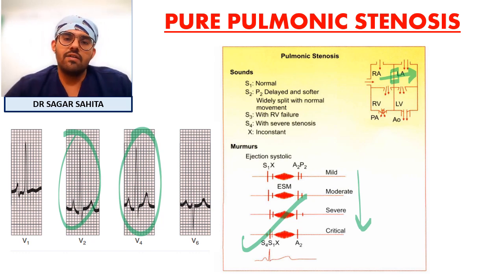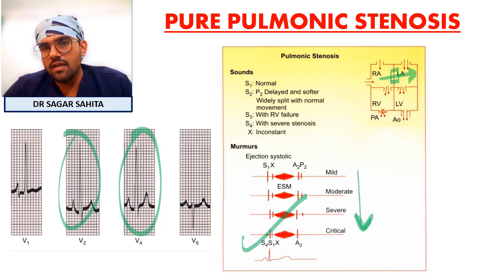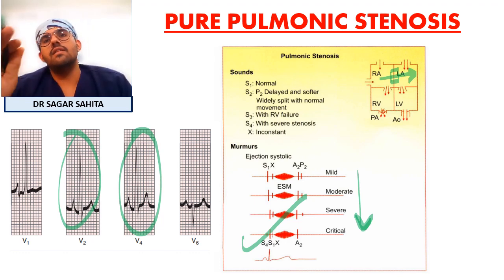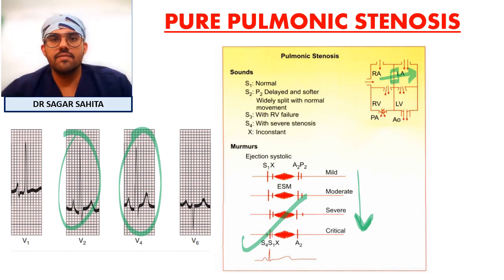Another thing to note is that in simple PS, when the severity increases, the severity of the murmur also increases. This is in contrast to tetralogy, which also has pulmonary stenosis. But in tetralogy, when the severity of PS increases, the murmur diminishes.